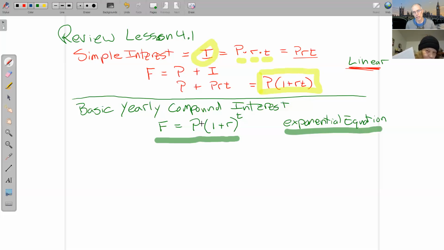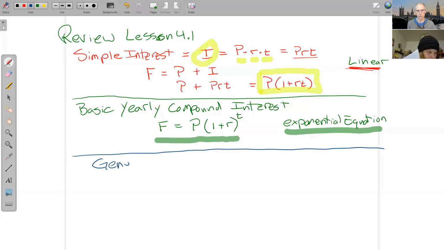So we took simple compound interest a bit farther by realizing, well, you could collect interest multiple times per year. So then we came up with this general compound interest formula. I'm just summarizing what we went over last time. And the big things from last time were the basic yearly compound interest and the general compound interest formula. And those are based on the simple interest stuff we played with at the end of module 3.